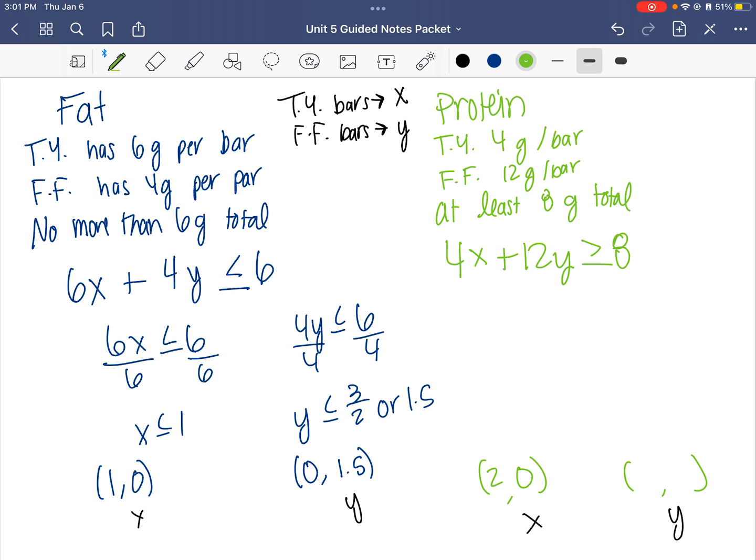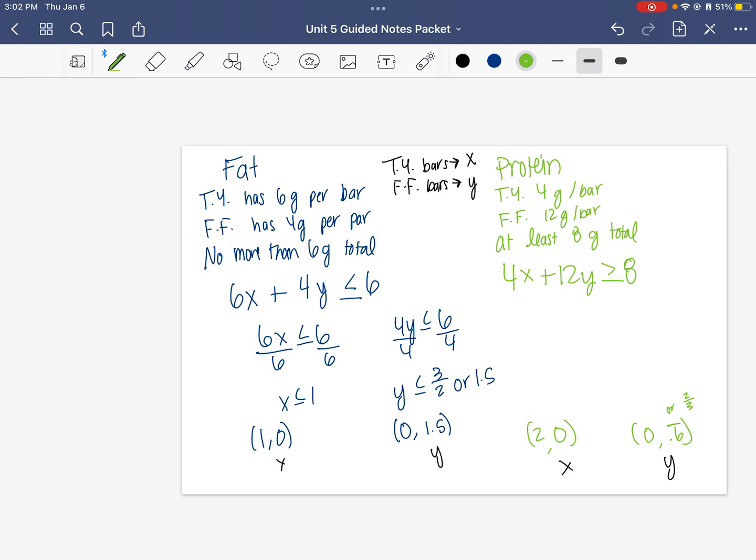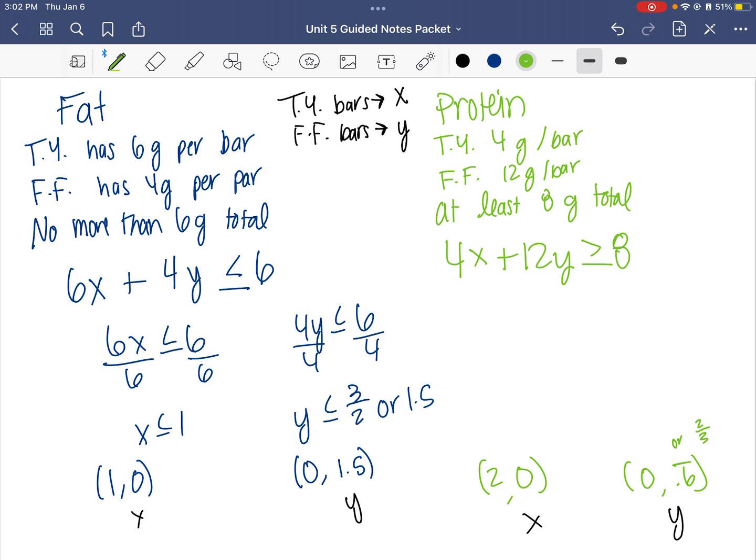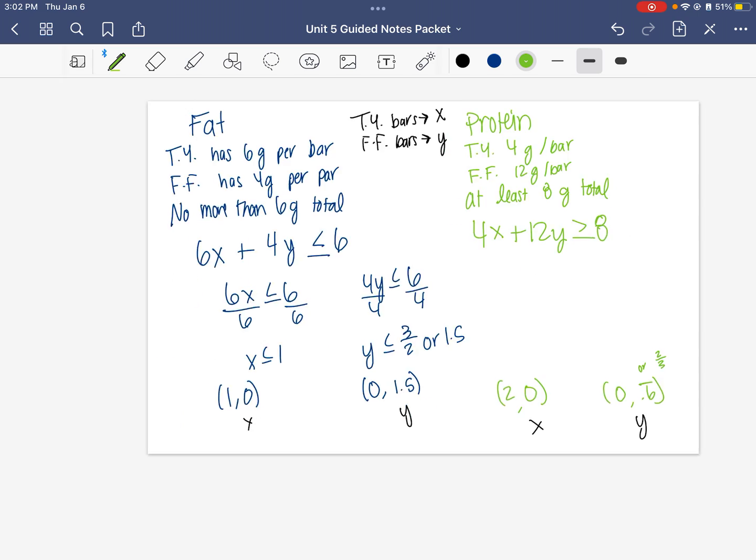Okay, hopefully you got it. This should be at (2, 0), and then at (0, 0.6 repeating), or it would be 2/3 if you used the fraction. All right. So now our x's, we need to be able to get to 1 and 2. Our y's, we need to be able to get to 0.6 repeating and 1.5.